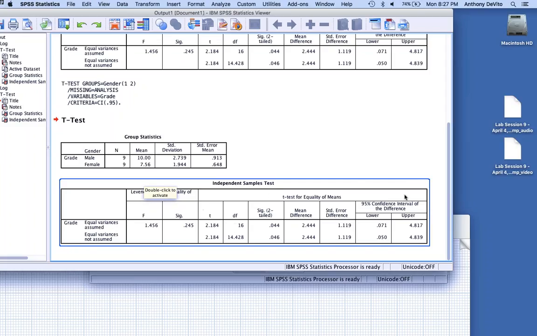Now the rest of this over here is our t-test. Our t-test came out to be 2.184. Degrees of freedom came out to be 16. Now normally what we would do is we would go to our t-table and look up to see if that t-score, with that number of degrees of freedom, was bigger than the critical value of t. I think we decided before that it was like 2.1 or something like that. So it was bigger, so we could reject the null hypothesis.